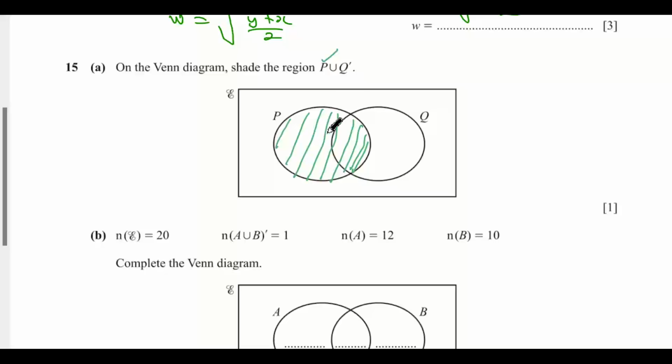Then the next thing is to shade outside Q but inside the Venn diagram. So outside Q but inside the Venn diagram will be P itself that we have already shaded. Aside from P, we also have this side, so you need to shade the whole of this, so that would be P union Q complement. So that is how to go about this.